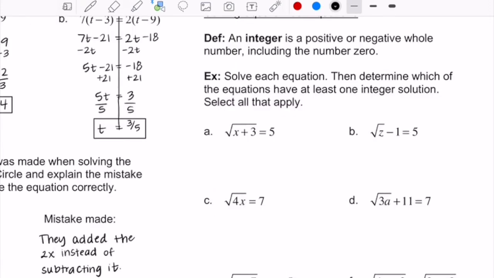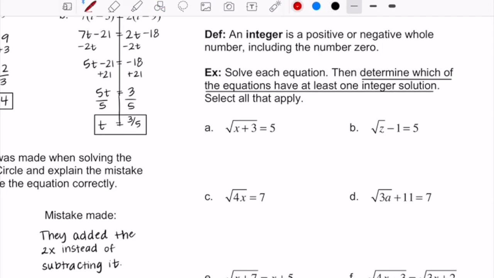All right, so this next question has 2 parts. We're going to solve each of these radical equations, and then when we're done, it asks us to determine which of the equations have at least one integer solution, and the definition of integer is given up above. Remember that when you're trying to clear out a square root, you can square both sides. You just have to make sure the square root part is isolated first. So here I'll start by squaring both sides. The square root will cancel out with the squared, and then I'll finish by subtracting the 3 from both sides. I'll get x equals 22, and 22 is an integer, and so when I write my list of problems with at least one integer solution down below, I'll include A in my answer.